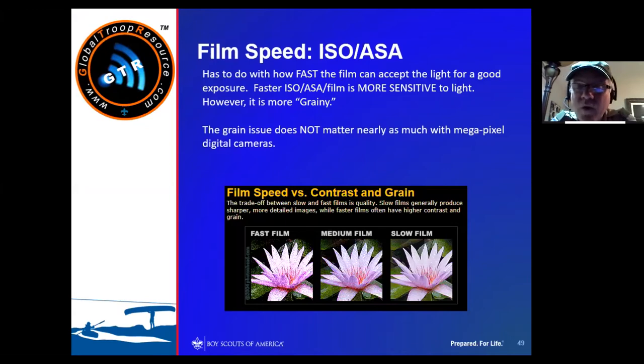However, it's more grainy. And the grain doesn't matter nearly as much when you're using these megapixel iPhones, but when you're using film, it mattered a lot. Now you can think of it this way. If I had a pancake and I put it out on the driveway on a sunny day, it wouldn't get mushy that quickly. So it would be a low ASA.